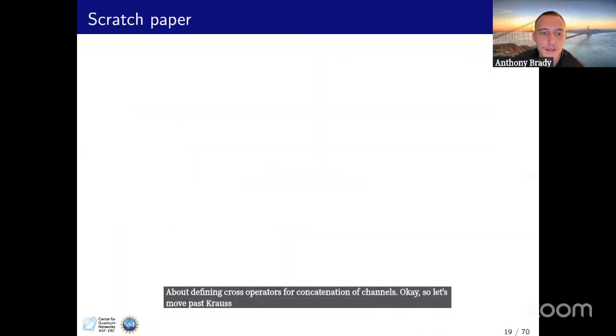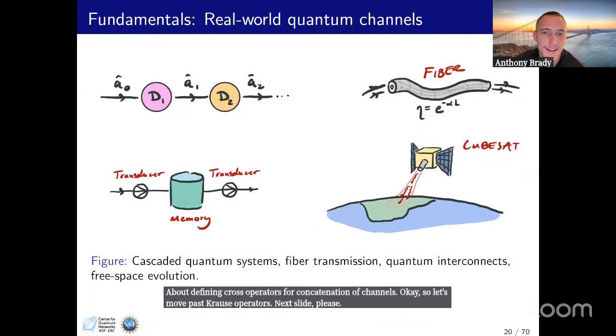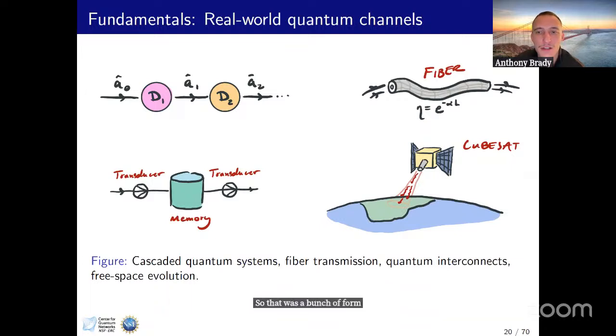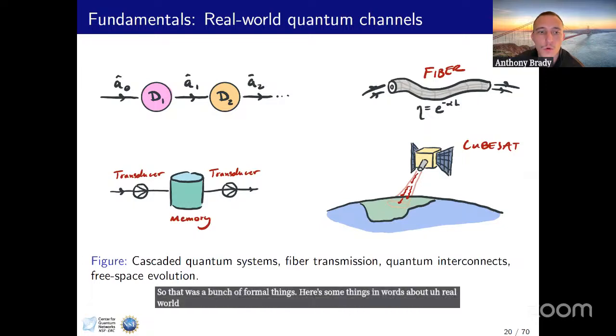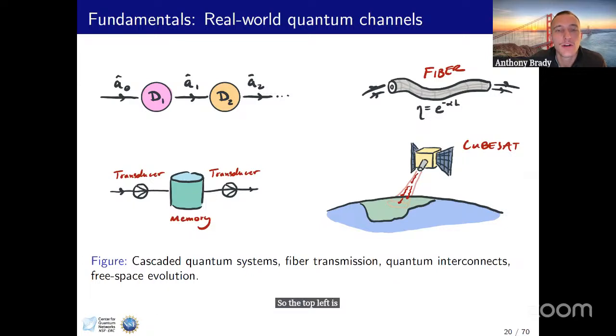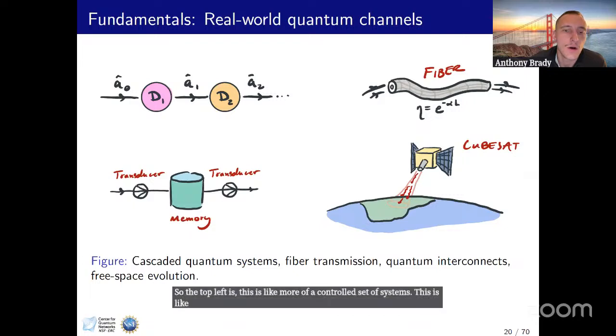Next slide, please. Next slide. So that was a bunch of formal things. Here are some things in words about real-world quantum channels and where they come out. There are just some pictures. The top left is more of a controlled set of systems. It's called cascaded quantum systems.